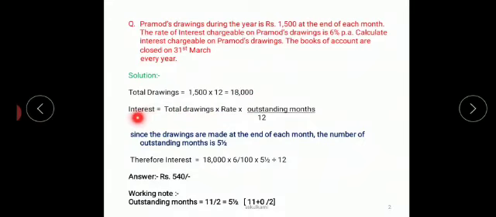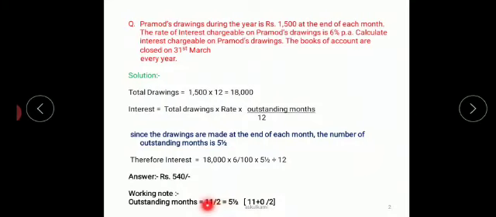Now what is the interest? Interest on drawings is equal to rate into outstanding months or average period divided by 12. Since the drawings are made at the end of each month, the outstanding months or average period will be 5.5 months. So how does that 5.5 months come? Total months are how many? 11 months, because the drawings are made on the last day of each month.